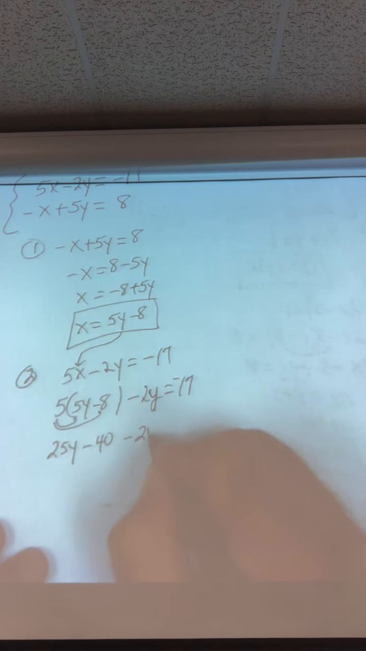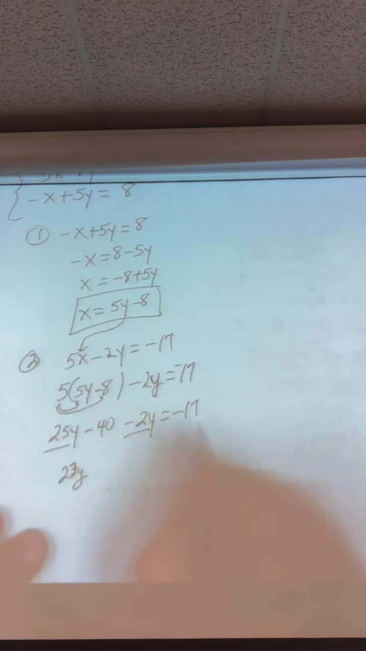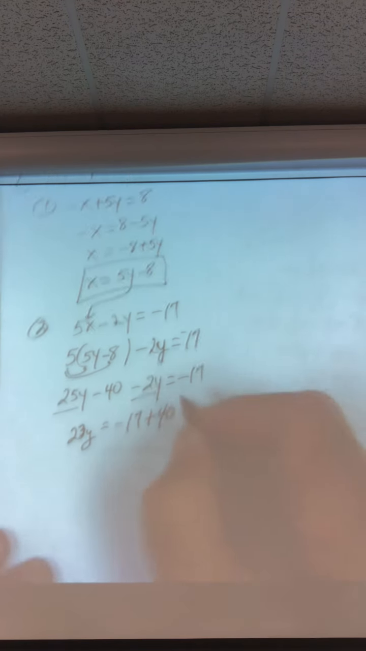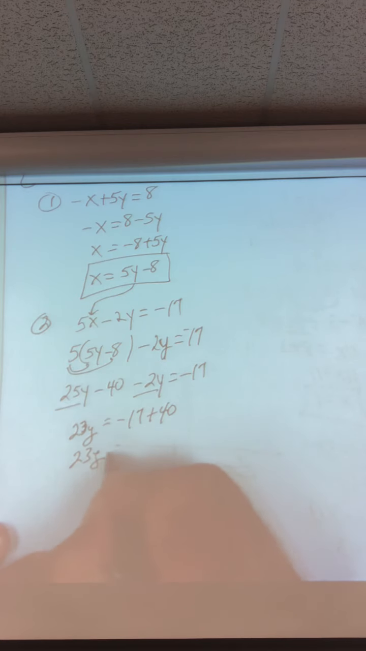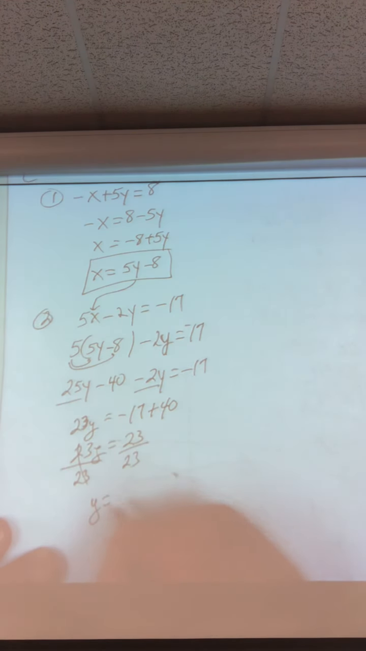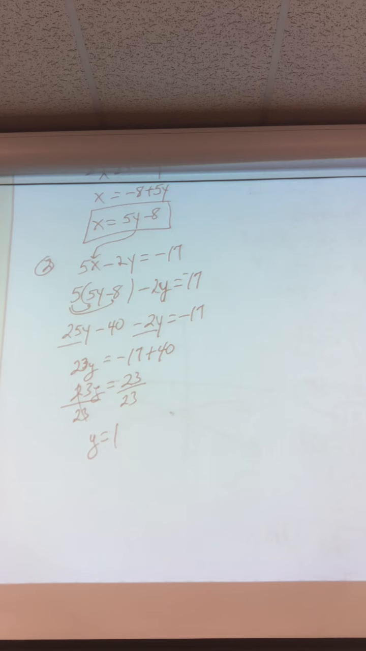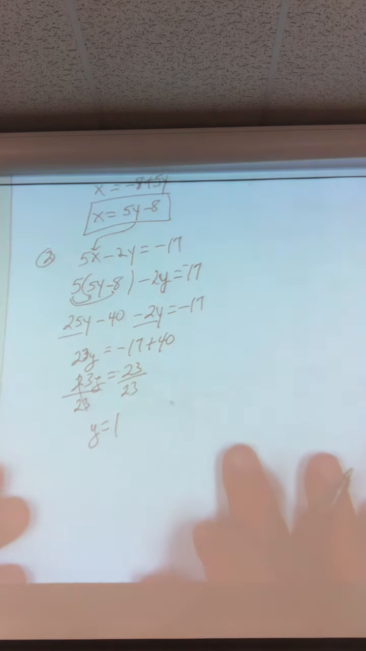25y minus 40 minus 2y equals negative 17. 25 minus 2 would be 23y. Add the 40 across, so that's going to be negative 17 plus 40. 23y equals 23. And then divide to get y equals 1. Now, no, it doesn't have to always be a whole number, but probably the ones I'll be giving you, most of them anyway, will be.